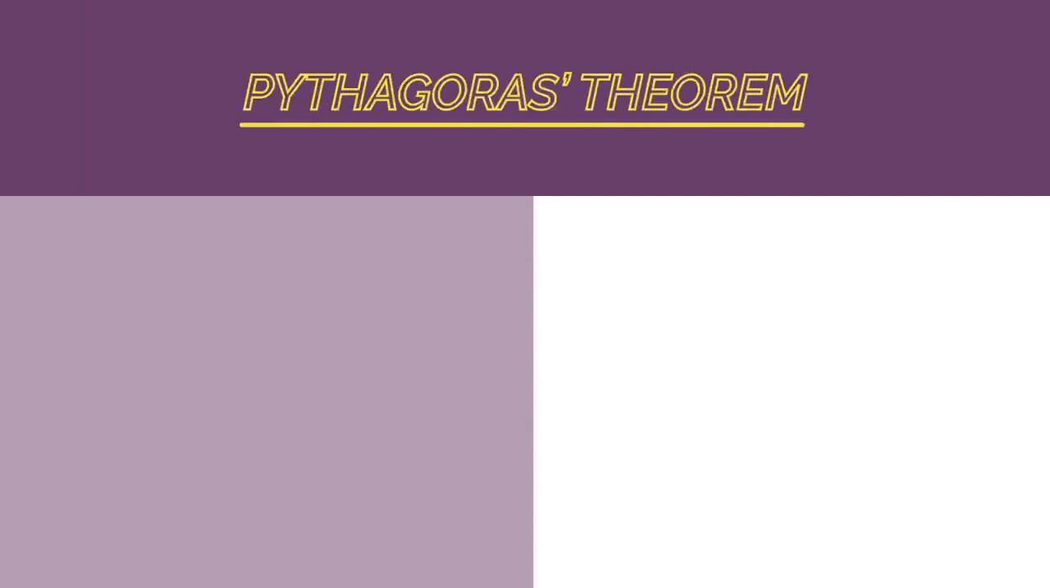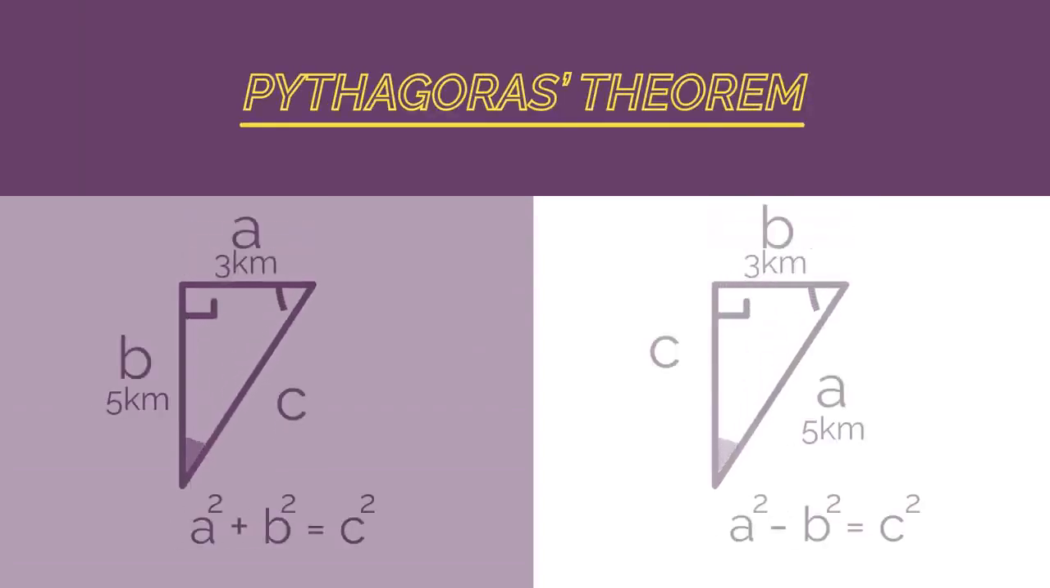So all you need to know about Pythagoras' theorem is that it is only for right-angled triangles. The squares of the smaller sides add up to equal the square of the bigger side. And if you know the length of the bigger side, you square it and take away the square of the smaller side.